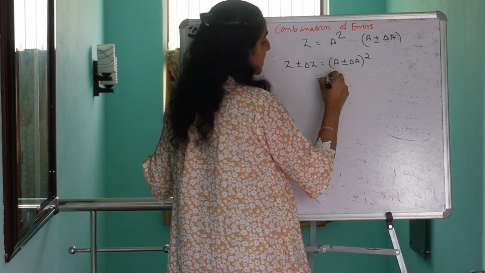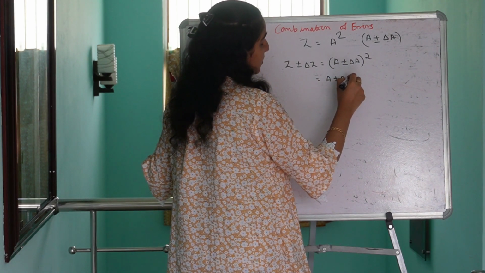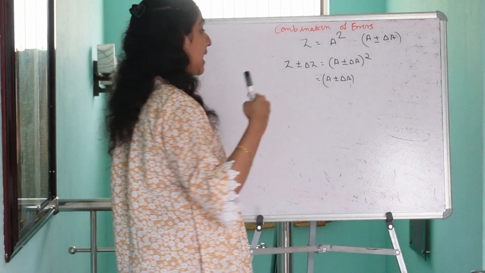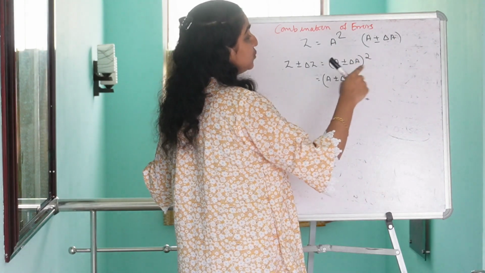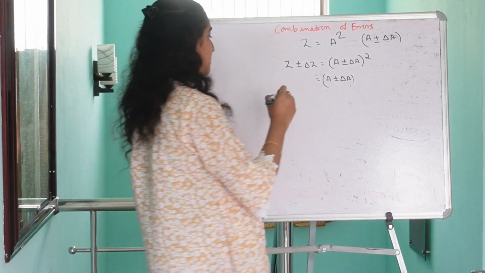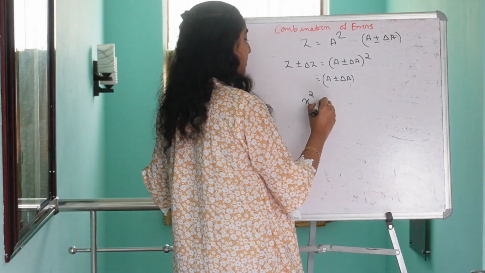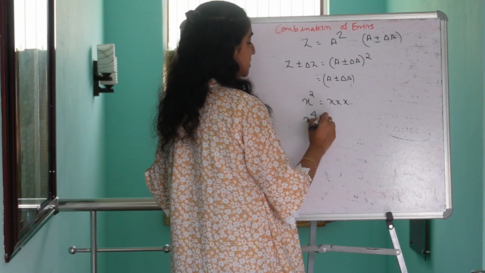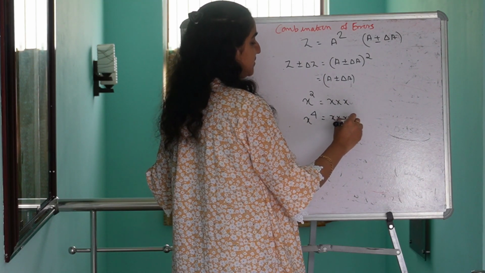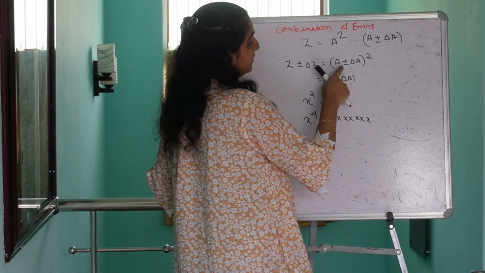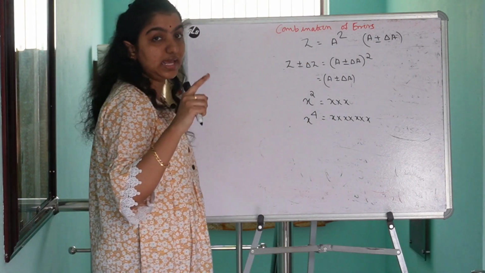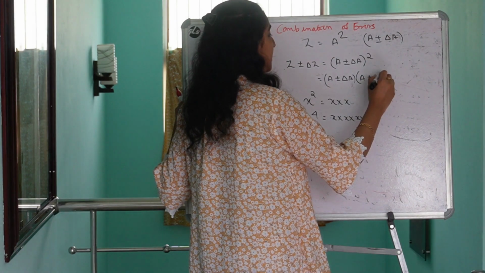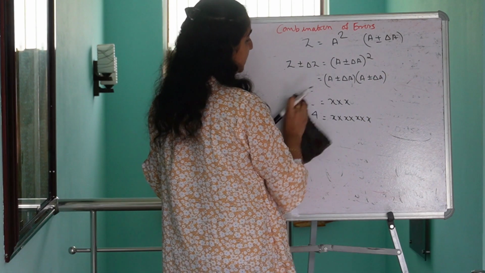Now we can write a plus or minus del a the whole square as a plus or minus del a into a plus or minus del a, isn't it? Say for example, if it is given x square, what is it equal to? x into x. If it is given x power 4, we have to multiply x 4 times. So here we have to multiply a plus or minus del a 2 times. Now I am going to open these two brackets.